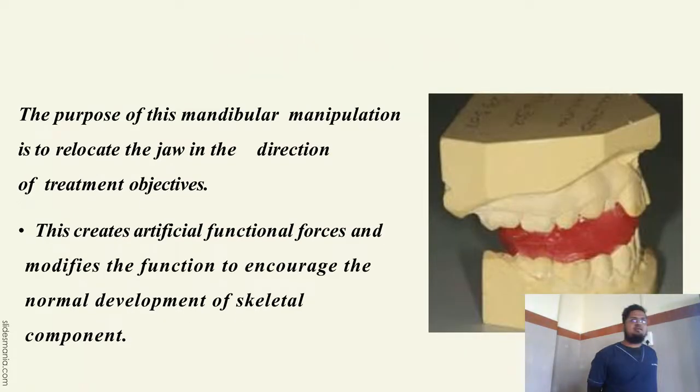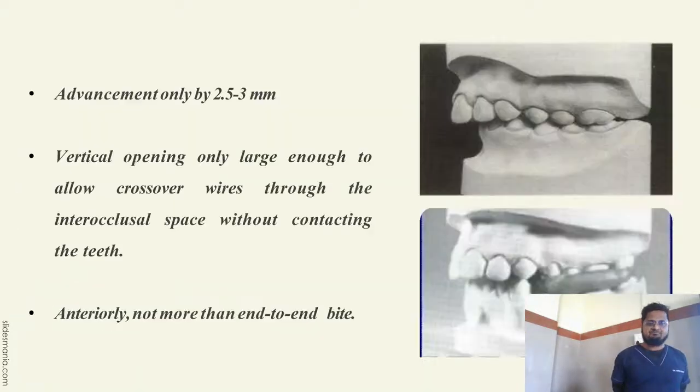The purpose of this mandibular manipulation in any of the construction bites is to relocate the jaw in the direction of treatment objectives, the direction where you want to grow the mandible. This creates artificial functional forces and modifies the function to encourage the normal development of the skeletal component. The function we create by giving the appliance creates artificial forces that modify the form of the skeleton. Usually the advancement in the functional Frankel is 2.5 to 3 mm.